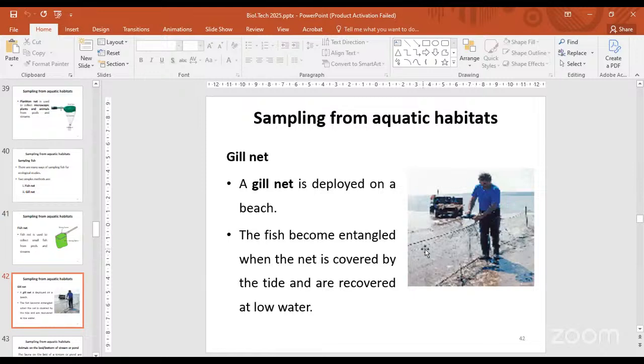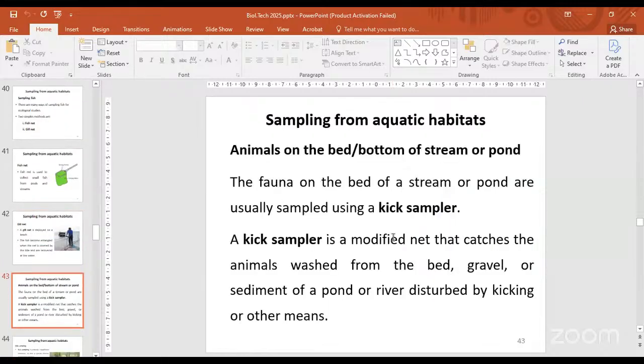It's a sort of trap. At high tide, water will cover this trap or gill net. And when the tide recedes, some fish might have been trapped inside the gill net. This is used mostly in oceanic habitat.